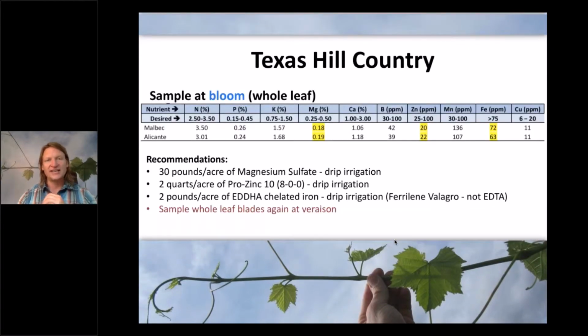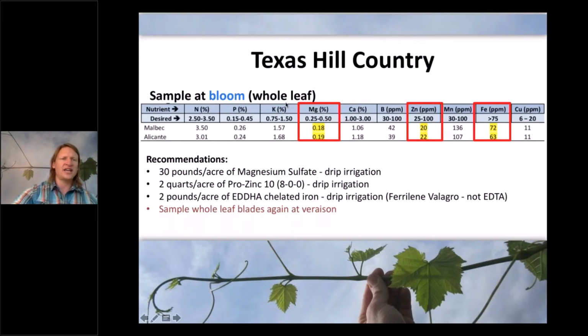So here's the first case study. This is from the Texas Hill Country. It doesn't matter where it's from. We're just going to look at the nutrients and find out what was low. Okay, the lab test came back, and in yellow and in the red boxes, I've highlighted some tissue samples in a Malbec and in Alicante that are showing low in magnesium. We have 0.18 and 0.19%. We want to be at least 0.25%. Okay, so magnesium is low.